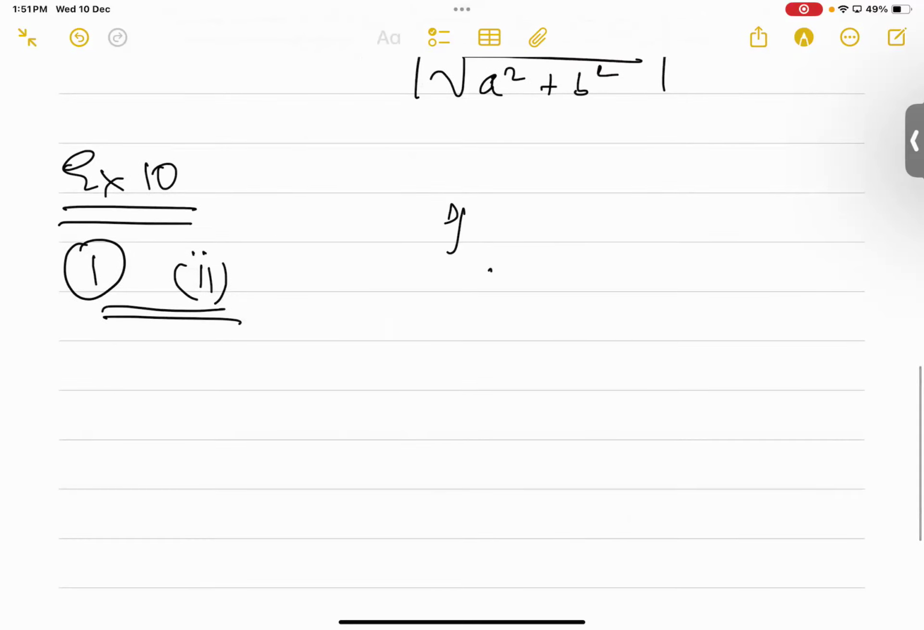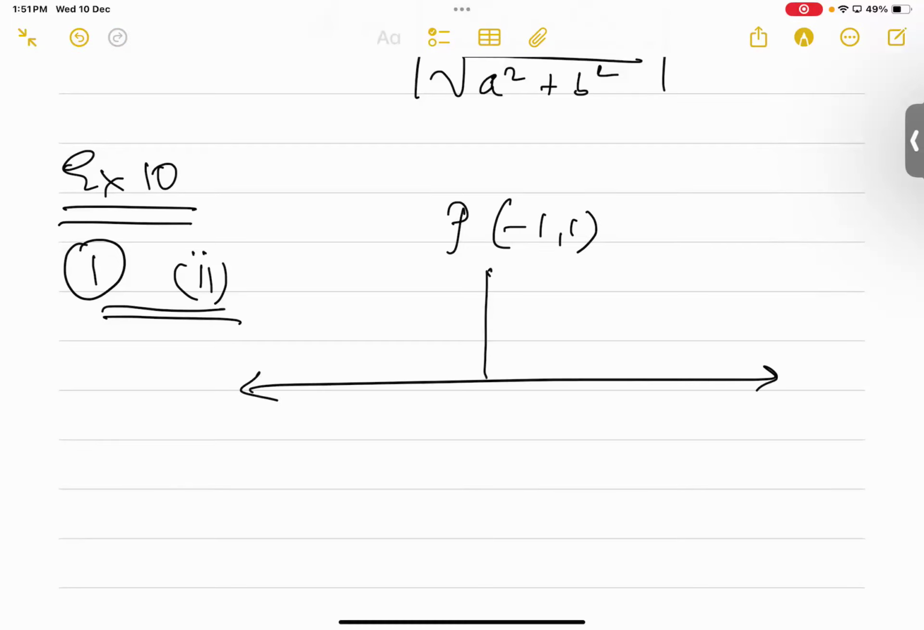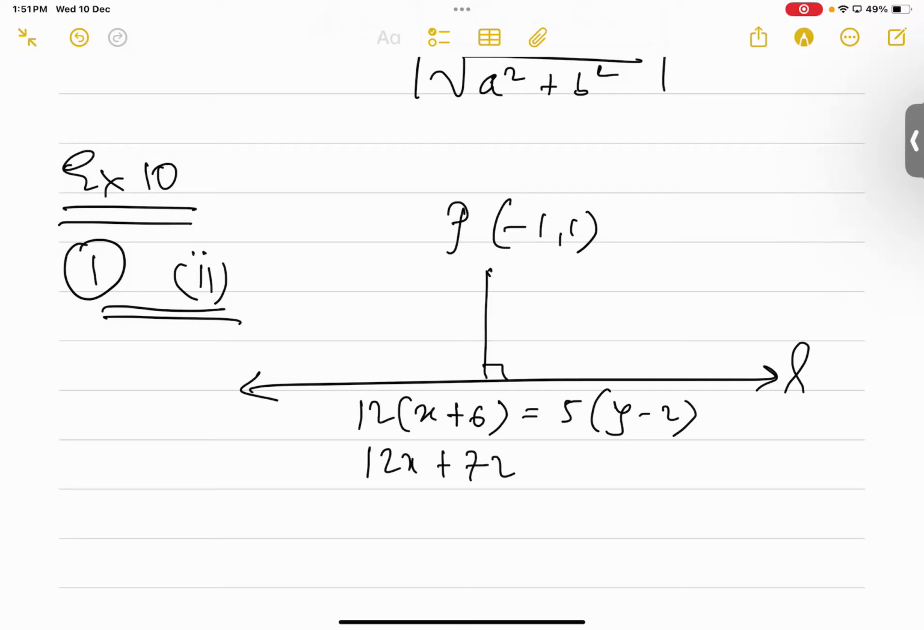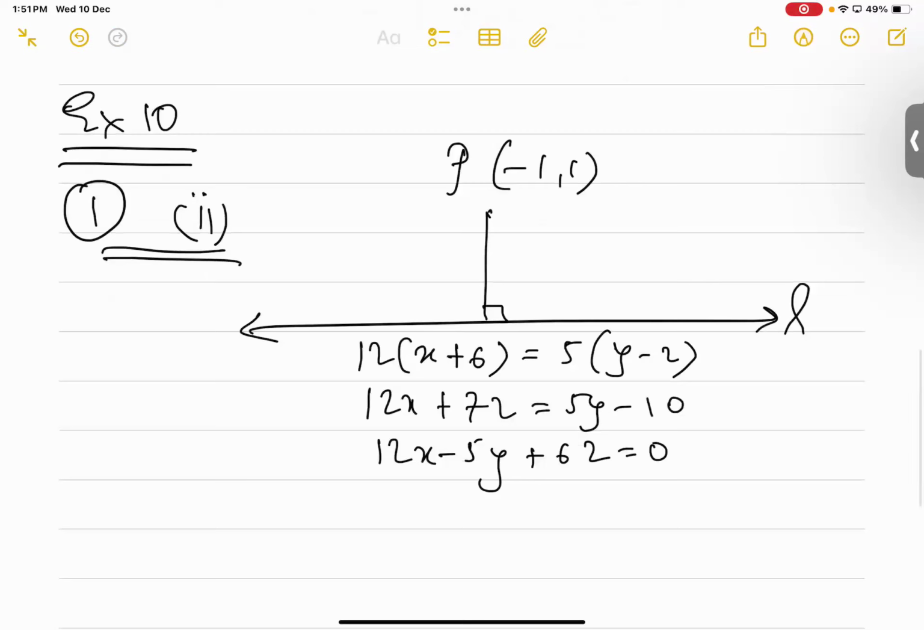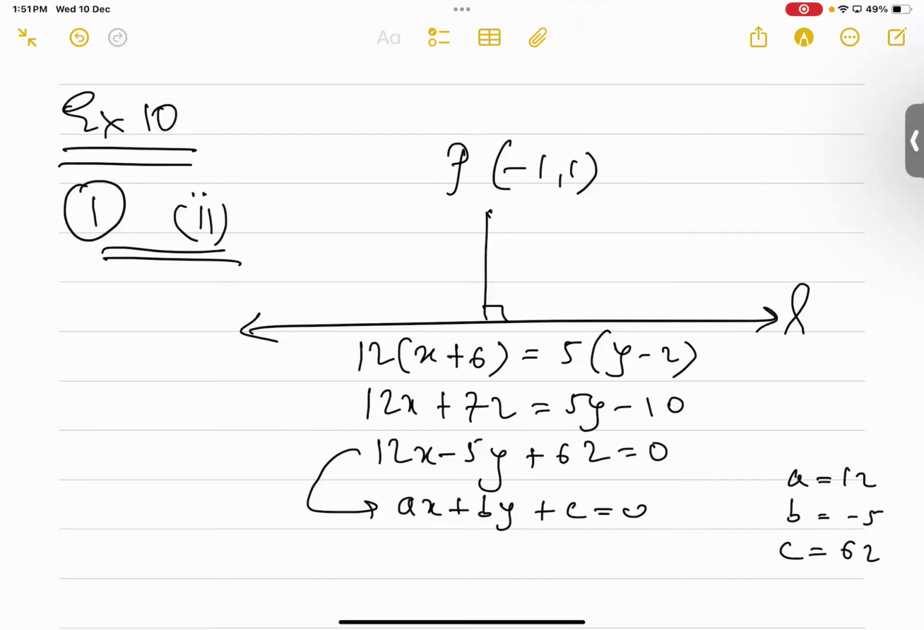So there is point P (minus 1, 1) and there is one line, that line is L. The equation of the line is not expressed in the general form, so we'll have to write it very clearly. 12x plus 72 is equal to 5y minus 10. Take all terms on the left hand side. So this is going to be plus 62. In ax plus by plus c format, a is equal to 12, b is equal to minus 5, and c is equal to 62.